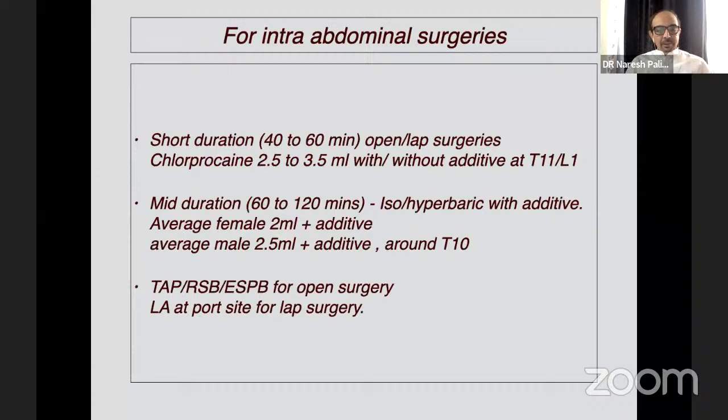For mid-duration surgeries of 60 to 120 minutes, either iso or hyperbaric drugs with some additives. For an average female patient, 2 ml plus additive, and average male patient, 2.5 ml plus additives at around T10 level. This can be taken as a standard for all ASA 2-3 patients. I usually combine this with either transversus abdominis plane block, rectus sheath block, or erector spinae plane block for open surgeries, or local anesthesia at the port site for laparoscopic surgeries.